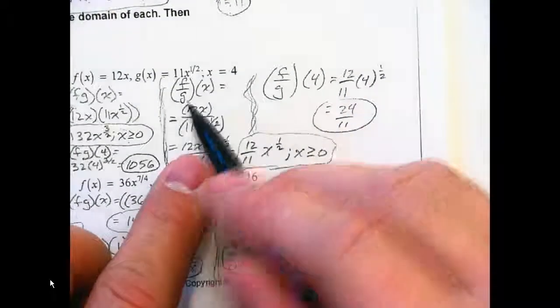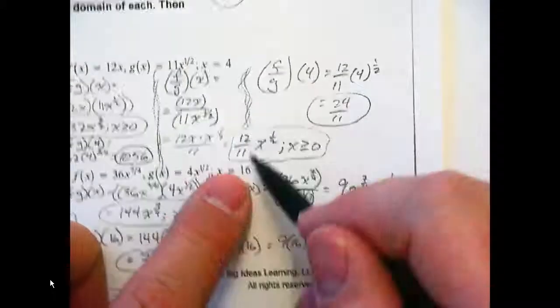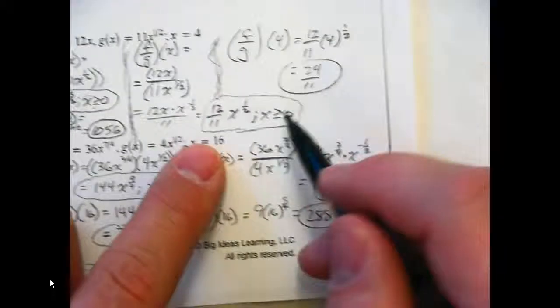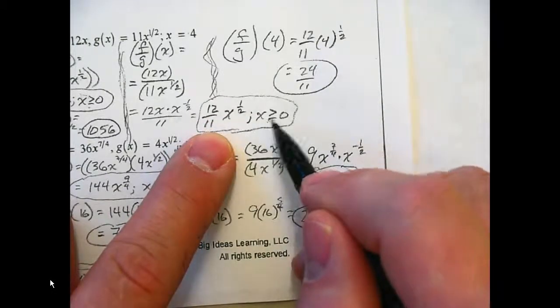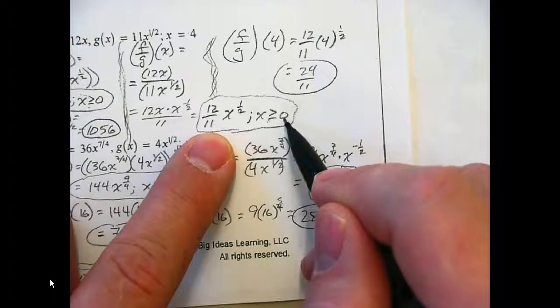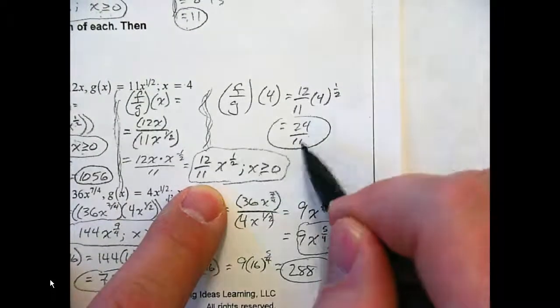Okay, f divided by g, we get 12/11, x to the 1/2. So once again, since x to the 1/2 is a square root, it has to be greater than or equal to 0. Okay, and when we divide, we get 24/11.